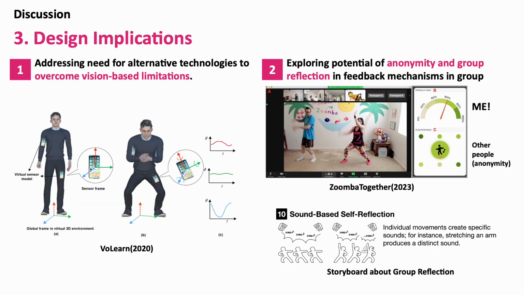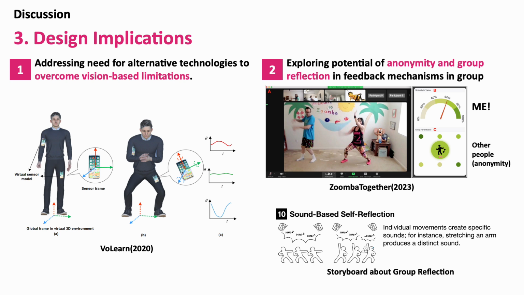Based on our findings, we propose several key design implications. For alternative technologies, there's a clear need to explore technologies beyond basic RGB cameras to overcome current limitations in tracking multiple dancers simultaneously. And perspective of anonymity and group reflection. Systems like Zumba Together, 2023, demonstrate the potential of anonymous, collective feedback in group settings. This approach could maintain a supportive environment while still providing personalized insights.